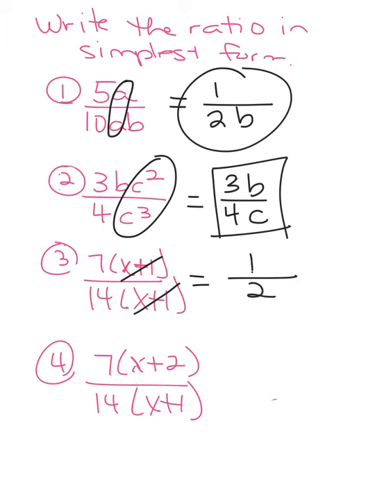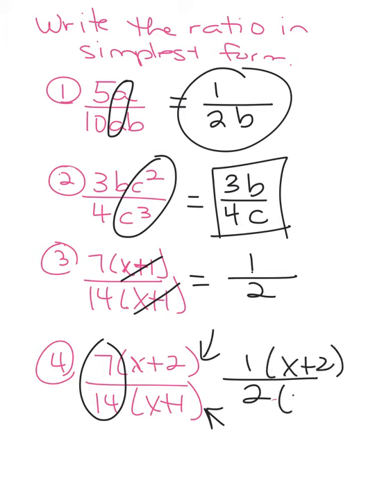And the last problem, number 4. Again, I have 7 over 14, which is a monomial, so that's going to simplify to 1 over 2. This time my binomials are not exactly the same, so I cannot simplify them. So I just have to leave them as is. So my final answer is x plus 2 over 2 times the quantity of x plus 1.